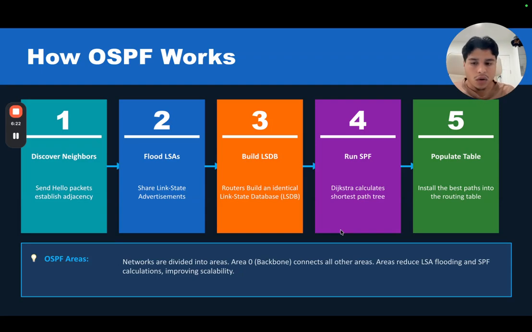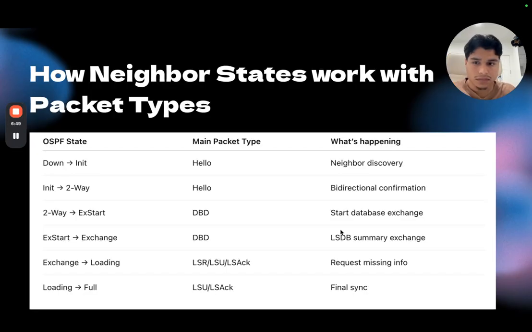So, OSPF areas. Networks are divided into areas. Area 0 connects all other areas. Areas reduce, let's say, flooding and SPF calculations, which improves scalability. So you can create essentially areas within OSPF. You can have an area 0, you can have an area 1, 2, or whatever you would like. And as it mentions, it's good to improve scalability.